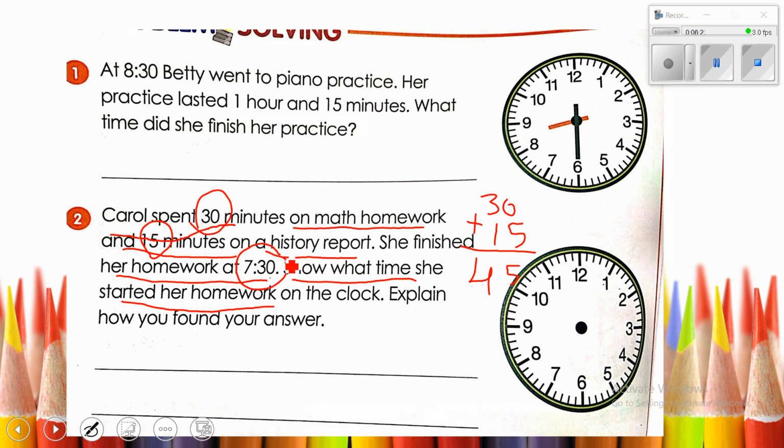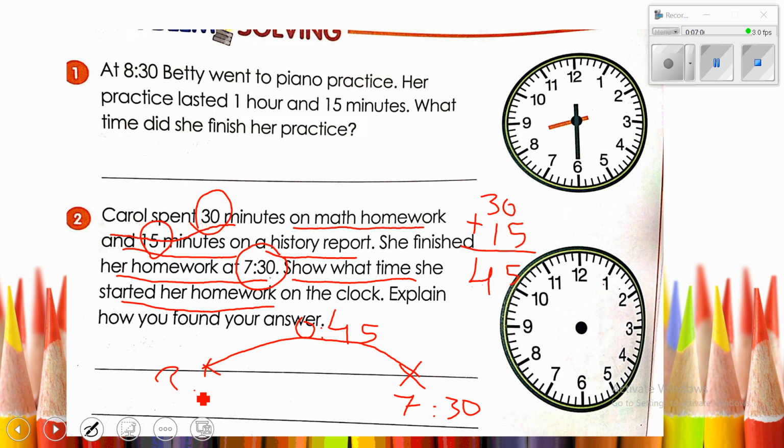I would draw my line. Here is the ending time. She finished at 7:30. And she took how many minutes to finish both homeworks? 45 minutes. So 0 hours and 45 minutes. We don't know the start. How would I do it? I can bring a real clock and move 45 minutes. Or I can subtract.